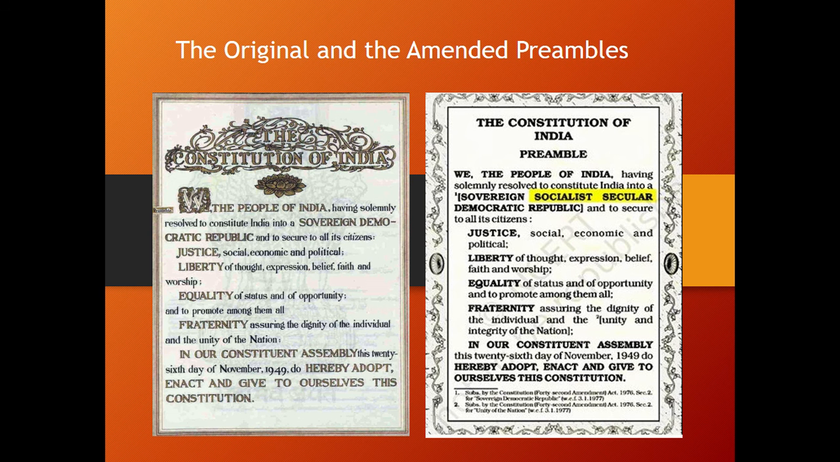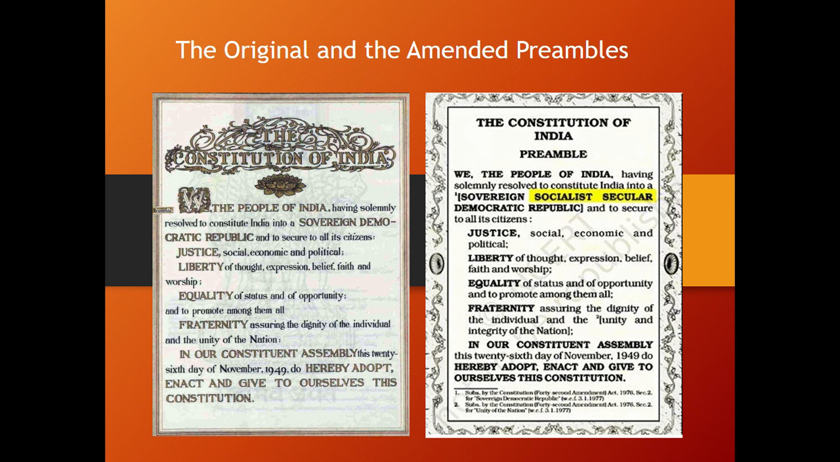Here you can see the original and the amended preambles. Both read, "We, the people of India." That means the ultimate power was with the people. In the amended text, we have the addition of words like socialist and secular in the preamble. This is the basic difference between the two. This amendment took place by the 42nd Amendment Act.